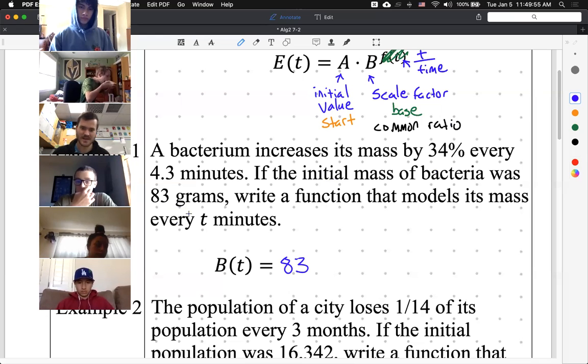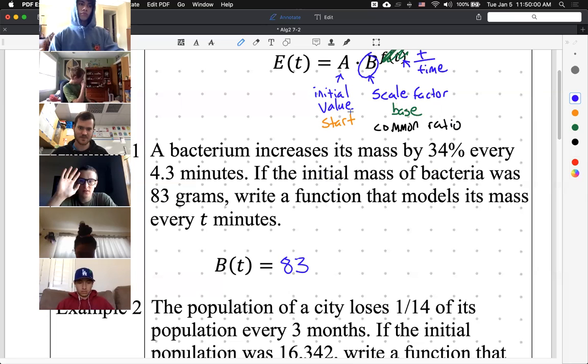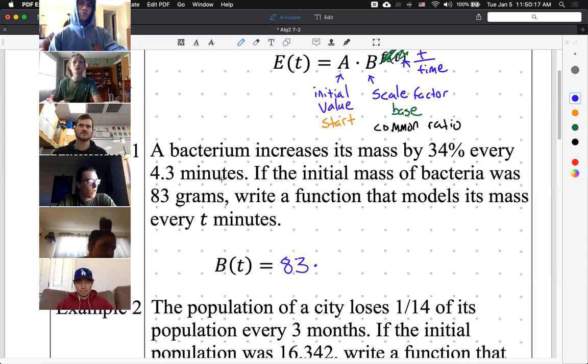Perfect. Let's do the next number, which is the hardest piece, the scale factor, the base, the common ratio, this letter B. This is going to be 83 times a number. And I have to be careful about this. I can't just plug in that number because it's a percent. And then again, we have to convert from a percent to a ratio. Charles, help us out, please. So you would convert 34% into 1.34. Can you briefly talk about the process of getting that correct answer of 1.34?